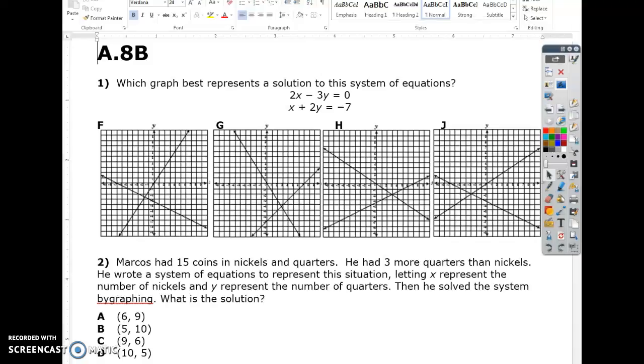Okay, so problem number 1 is asking for the graph, and it's a system. But do we have to necessarily do it by graphing? No. There's 2 different ways to do this. We can do it by graphing. That means you solve both of them for y.